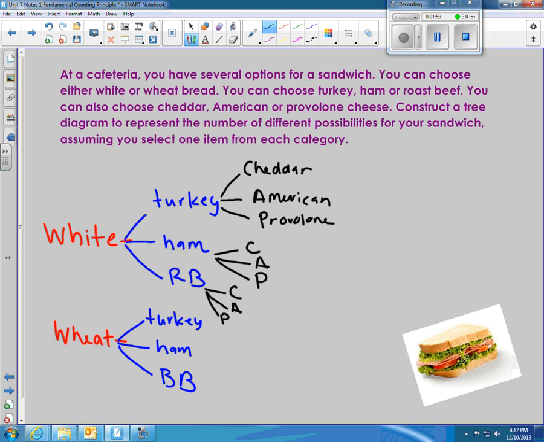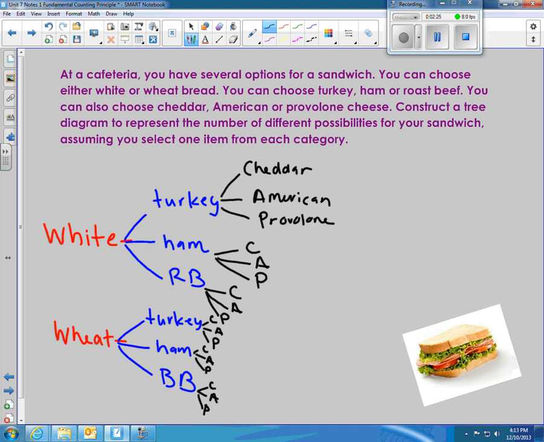Then I also have those options with wheat. I can choose wheat bread with turkey, and we can choose, we're going to run out of space a little bit, cheddar with American or provolone. I could make those three choices with ham, cheddar, American, or provolone. I can make those three choices with roast beef, cheddar, American, and provolone. So that's to construct the tree diagram.